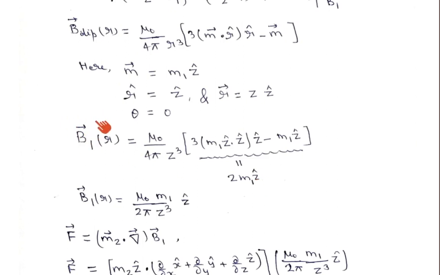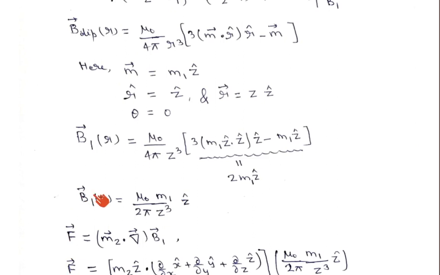So this magnetic field B1 at position r due to dipole m1 is equal to mu 0 upon 2 pi, m1 upon z cube, z unit vector, because this 2 and this 4 will cancel out. So now we have found the magnetic field B1, the magnetic field due to dipole m1 at position z, where this dipole m2 is situated.